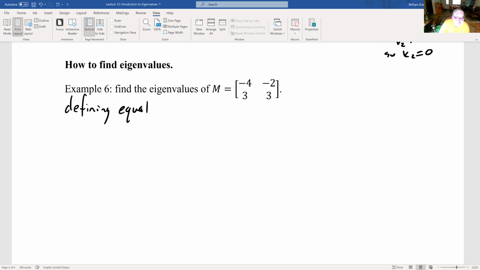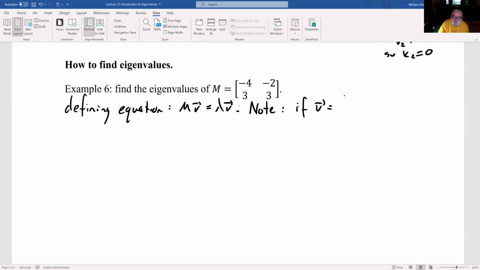The defining equation for eigenvalue eigenvector pairs is MV equals lambda V. You want to solve that for both V and lambda; they're both kind of unknown. A very useful note: if we set V to have components, we'll call them V1 and V2, then multiplying by lambda just multiplies both components by lambda.